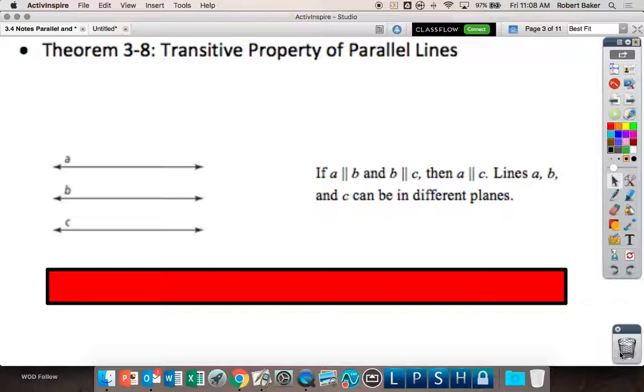All lines must be in the same plane. I mean, yeah, this is the actual definition.